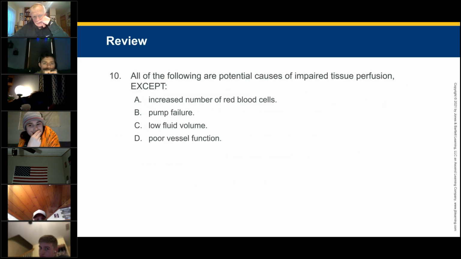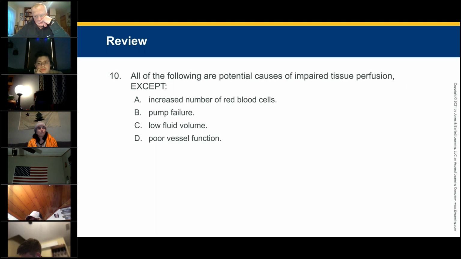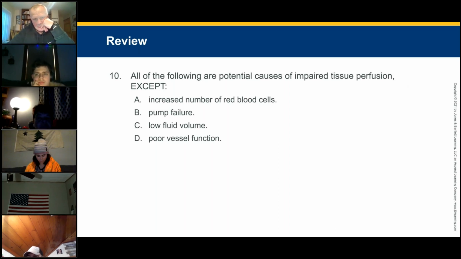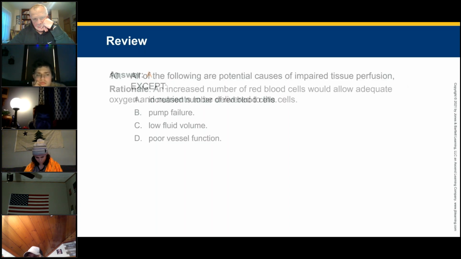All the following are potential causes of impaired tissue perfusion, except for what? Very good. A.